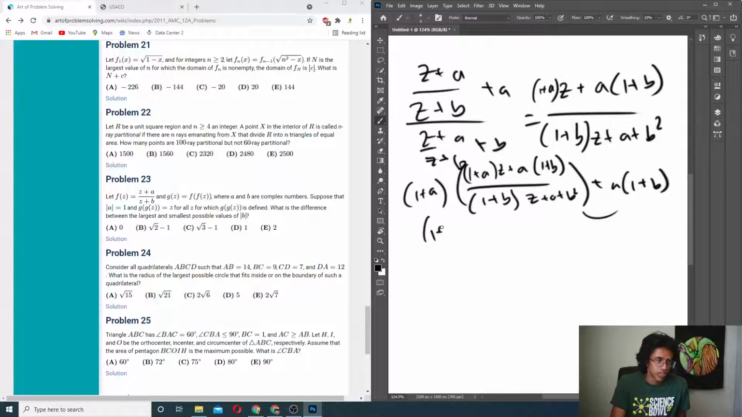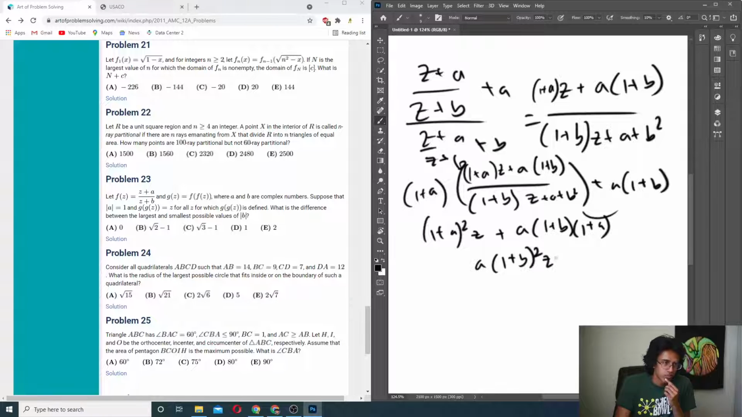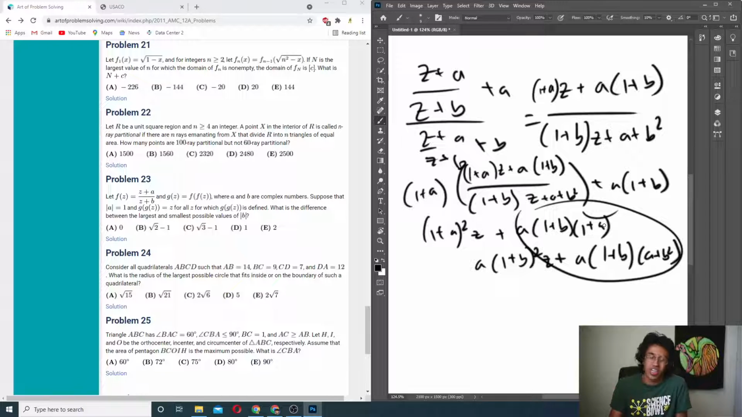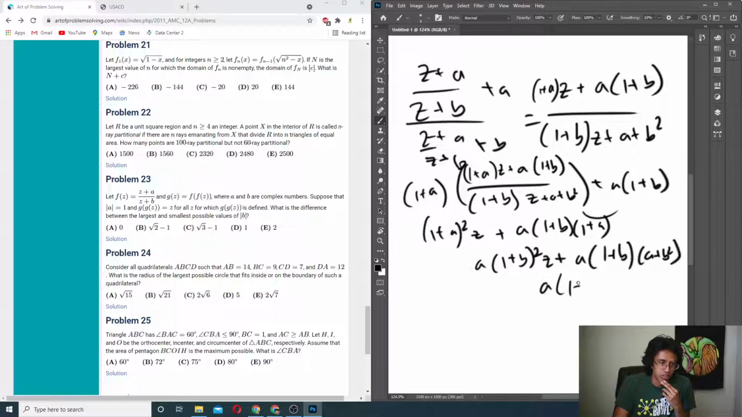So we get 1 plus a squared z plus a times 1 plus b times 1 plus a. And then this side becomes a times 1 plus b squared z plus a times 1 plus b times a plus b squared. Okay. So these things are pretty easy to combine. You just factor out the a times 1 plus b, so that becomes a times 1 plus b times 1 plus 2a plus b squared. And then for this one, you just add them: you get 1 plus a squared plus a times 1 plus b squared, whole thing times z.